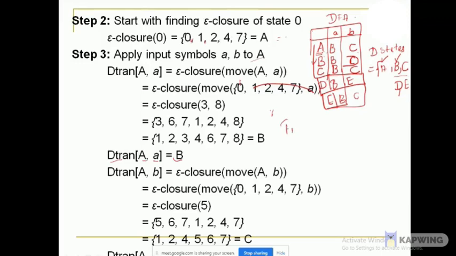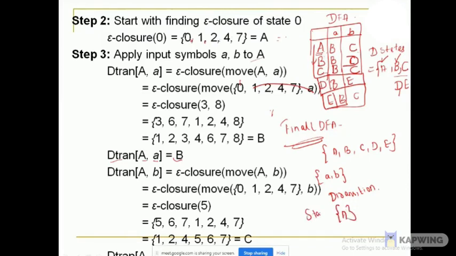So the final DFA is having 5 states A, B, C, D, E over the alphabet small a and b. The delta transition table is given here, right? And what is the starting state for this DFA? Whichever is having 0 state, that will be the starting state. Only A is having the 0, right? So A is the starting state, right?